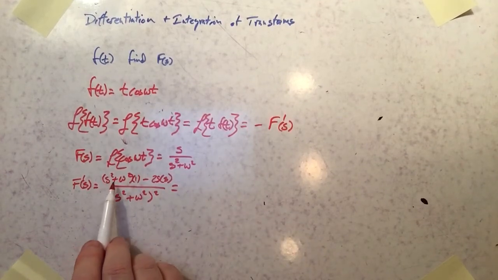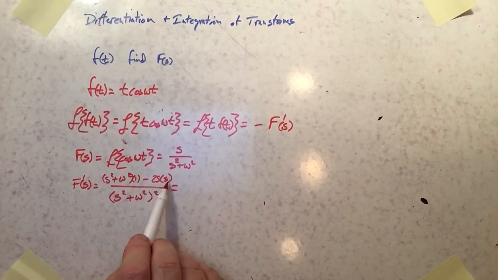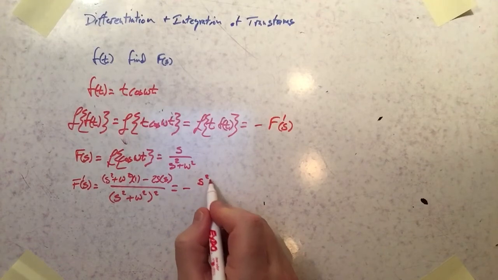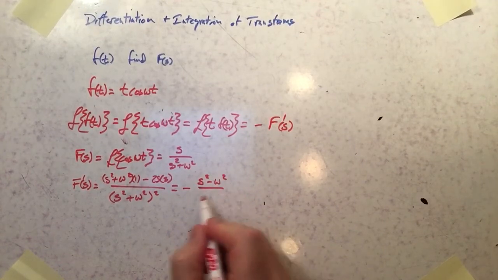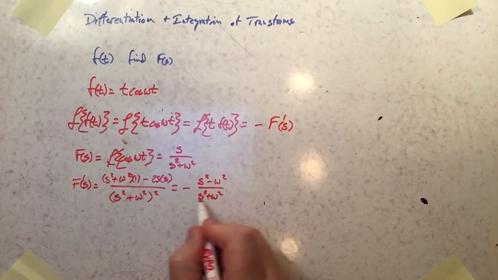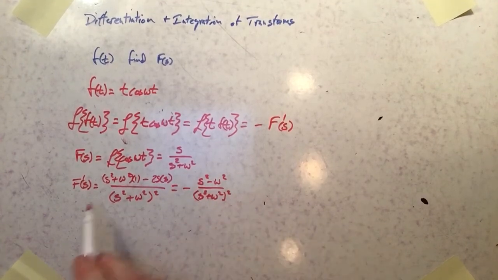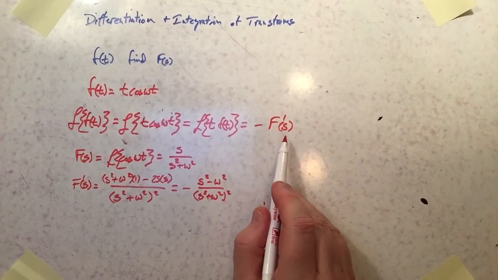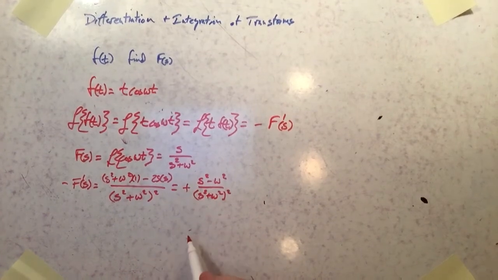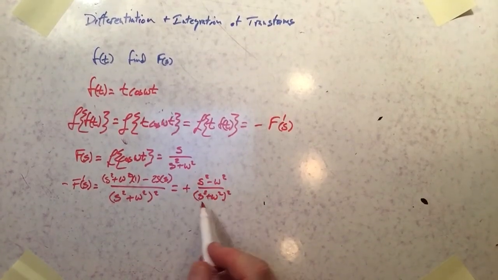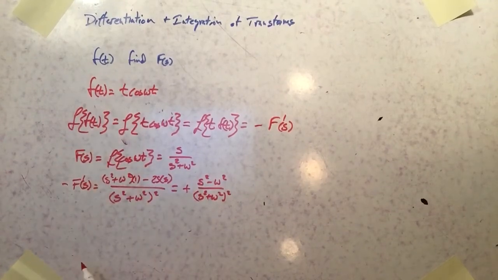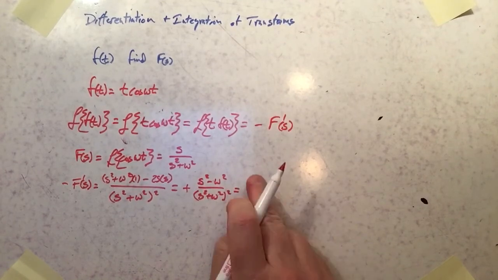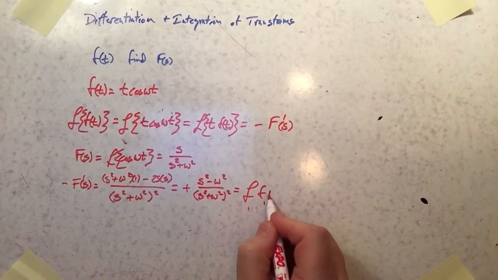Okay, this is going to be s squared plus omega squared minus 2s squared. So it'll really be negative s squared. I'll just pull the negative out front, and it'll be s squared minus omega squared divided by s squared plus omega squared, squared. Well, if this is F prime of s, and I want negative F prime of s, I can just move the negative there and make this positive. And this guy right here, that's the Laplace transform of our original question. So this is then the Laplace transform of f of t.